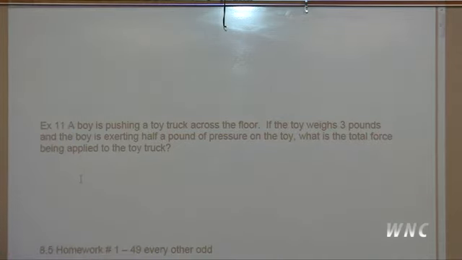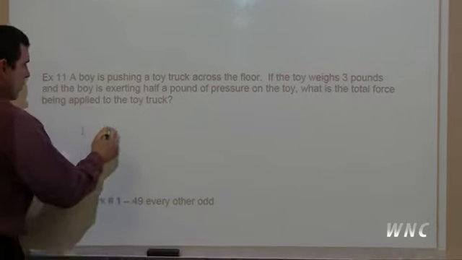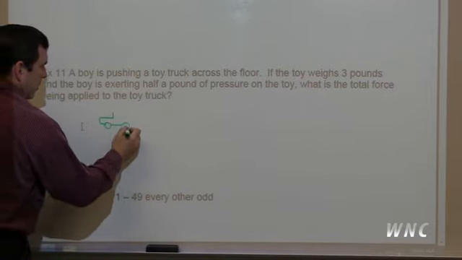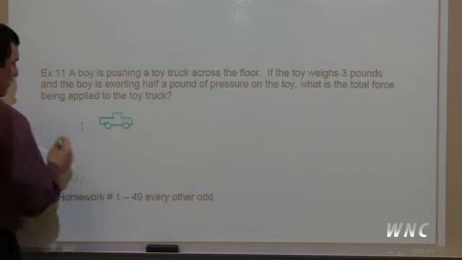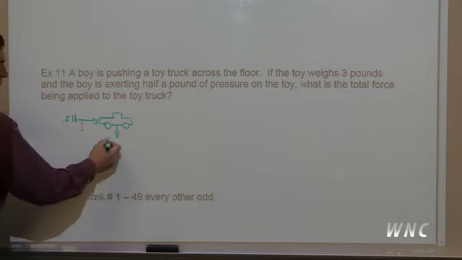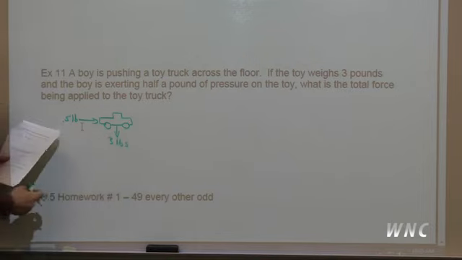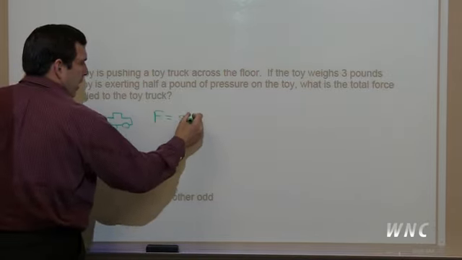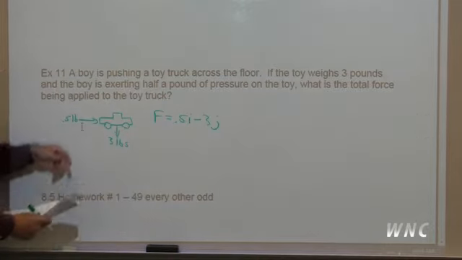Okay. A boy is pushing a toy truck across the floor. If the toy weighs 3 pounds and the boy is exerting half a pound of pressure on the toy, what is the total force being applied to the toy truck? Let me draw a picture of a truck. So the boy is pushing the truck with 0.5 pounds of force. The truck is being pulled to the earth with 3 pounds of force. So our force vector would be 0.5i minus 3j.